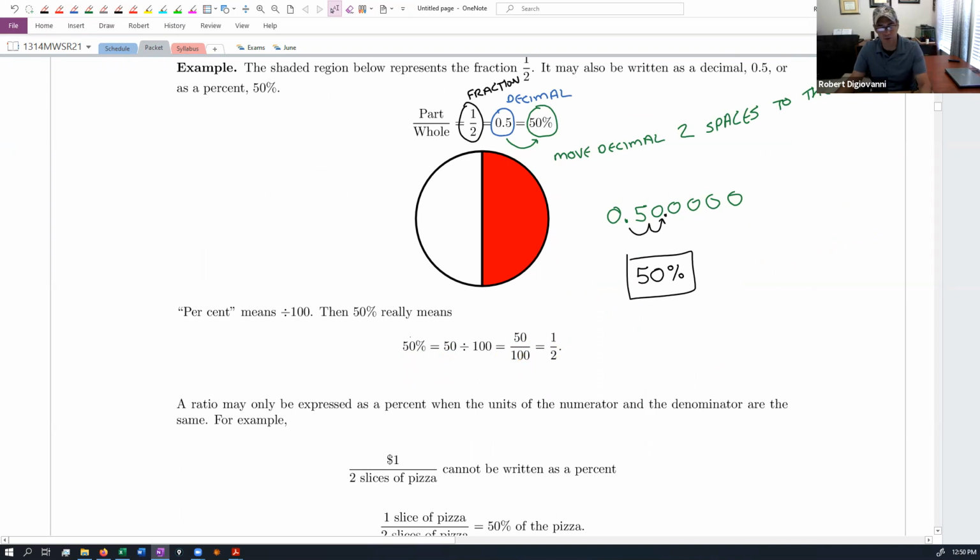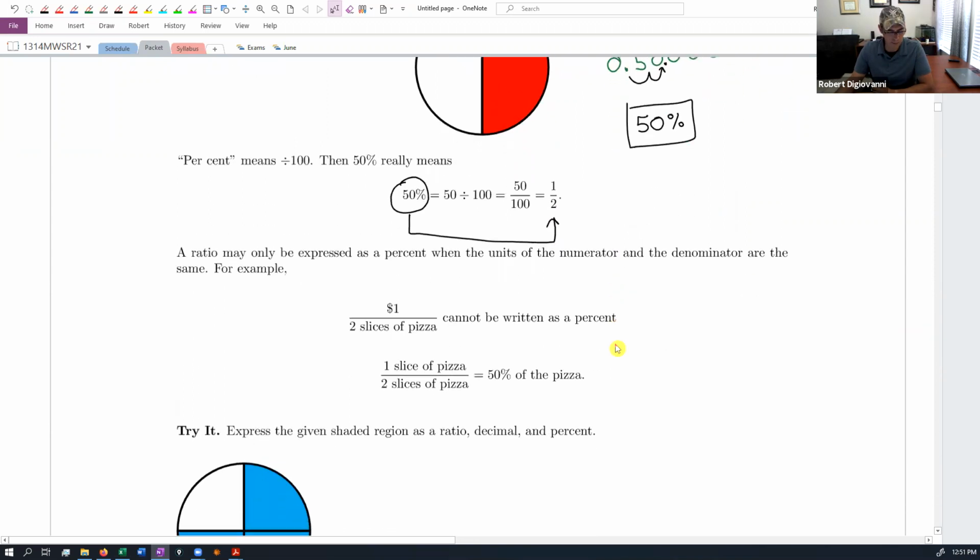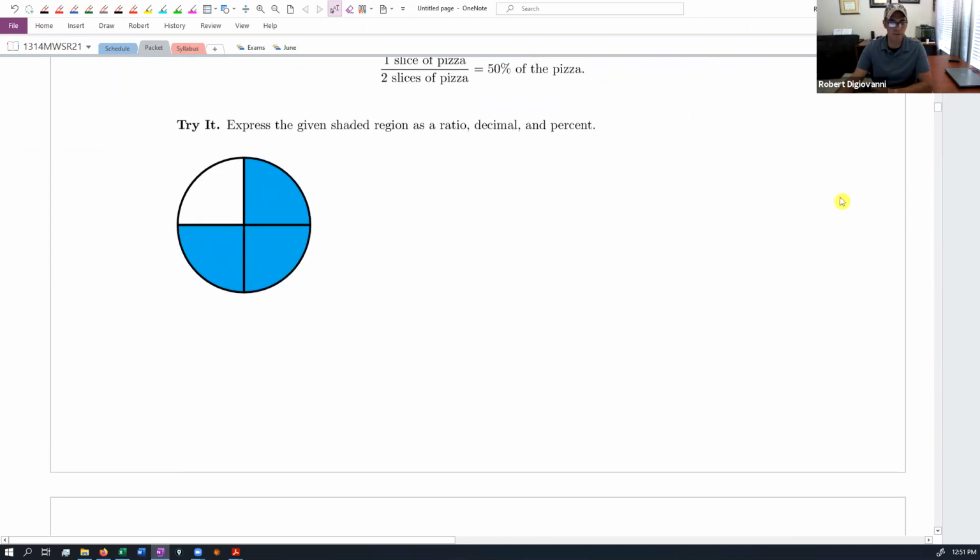So if you start with a percentage and you want to get it to the fraction, what you do is you take that number, divide it by 100, and then reduce the fraction. I'll give you an example. Let's see, I'm not going to do that example. Let's do this one right here.